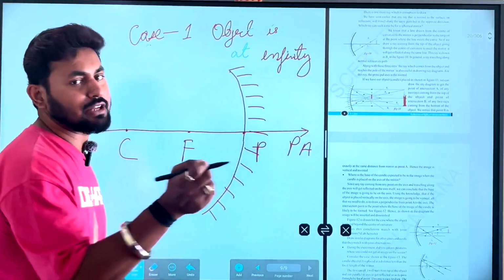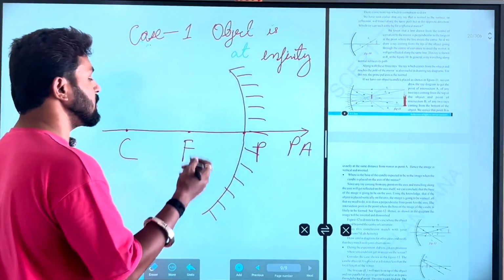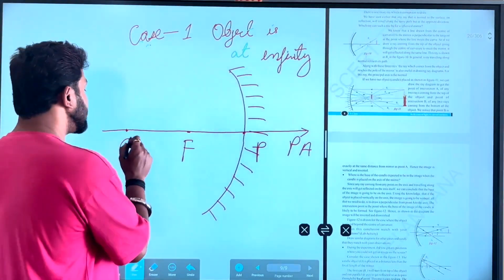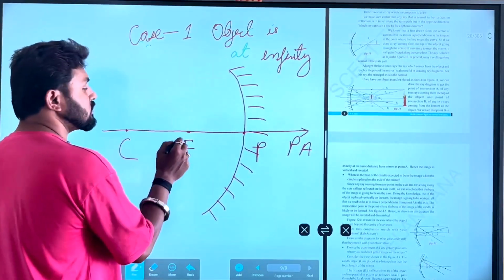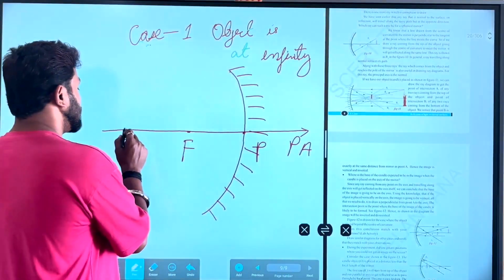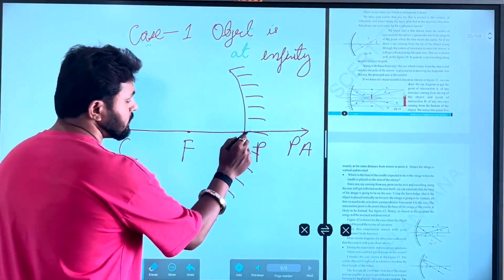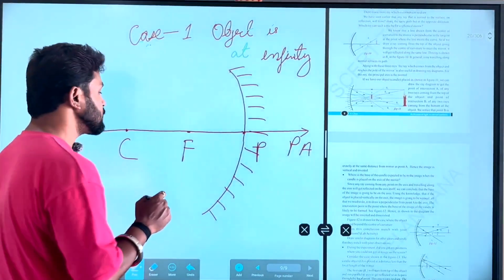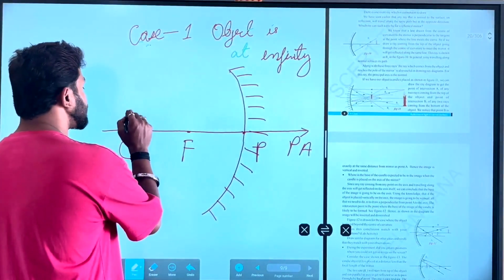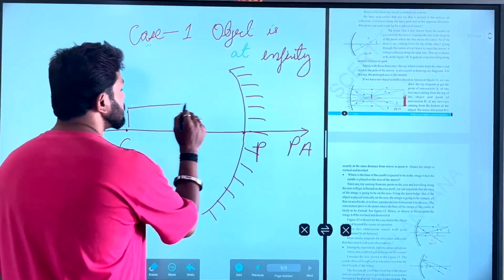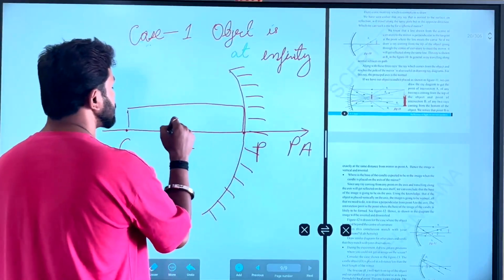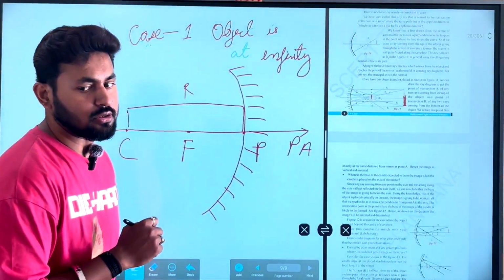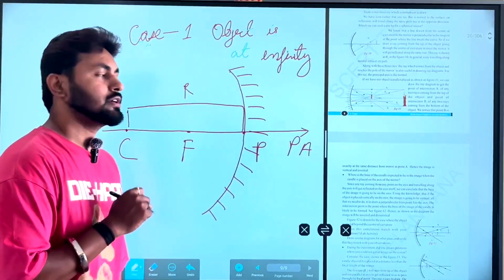Now let's say you have taken a compass of radius 6 centimeters. As I told you, the focus is the central point between the center of curvature and the pole. As I already explained, the distance from the center of curvature to the pole is nothing but r. That is called the radius of curvature.